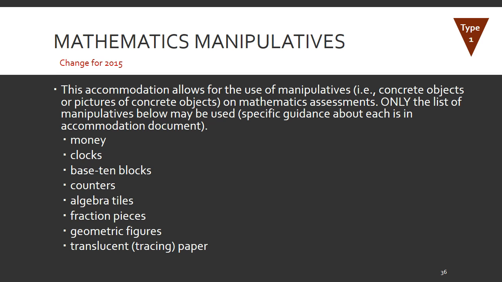Mathematics Manipulatives has changes for 2015. This accommodation allows for the use of manipulatives on mathematics assessments. Only the list of manipulatives below may be used. Specific guidance about each is in the accommodation document. Money, clocks, base 10 blocks, counters, algebra tiles, fraction pieces, geometric figures, translucent tracing paper.